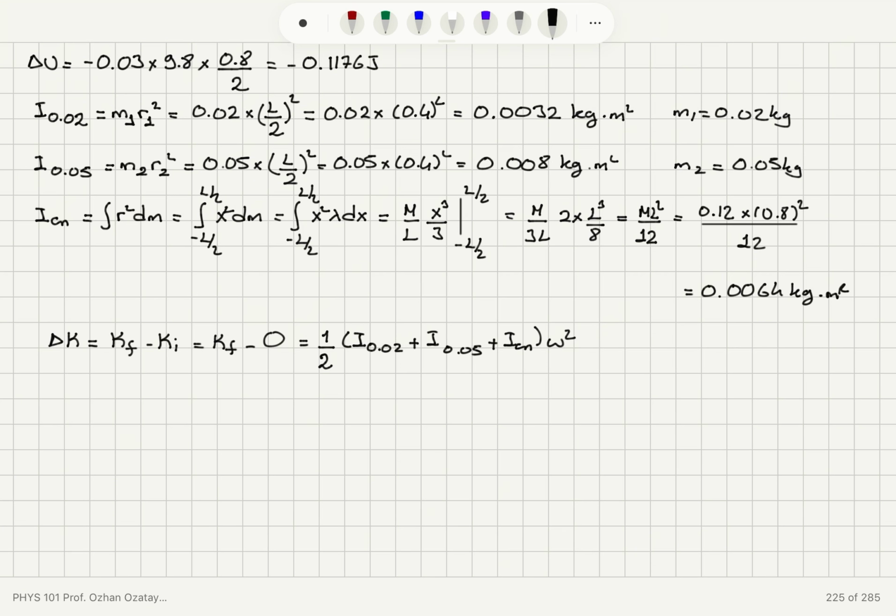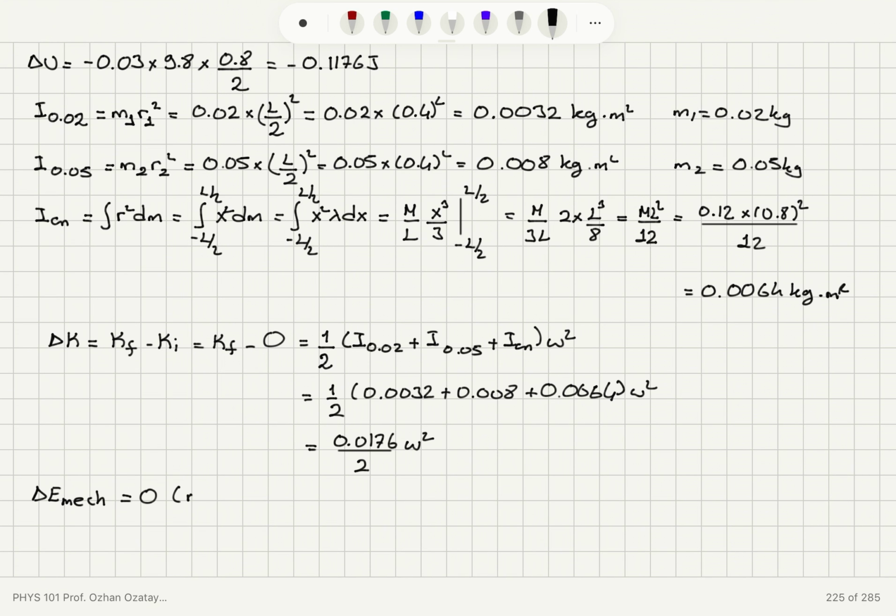So this will give us 1/2 times (0.0032 + 0.008 + 0.0064) omega squared, and that gives us 0.0176 divided by 2 omega squared. And the change in the mechanical energy of the system in this process is 0.